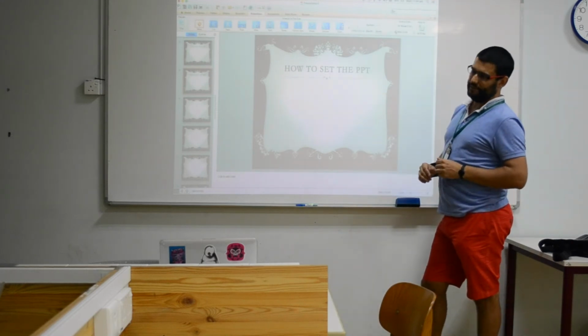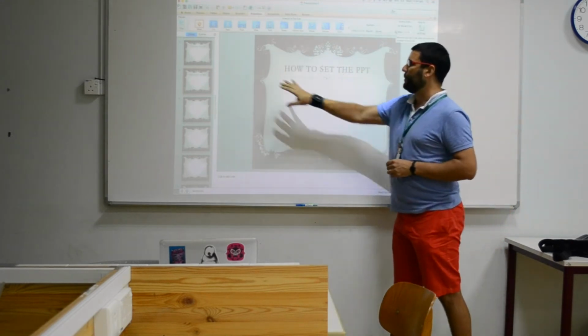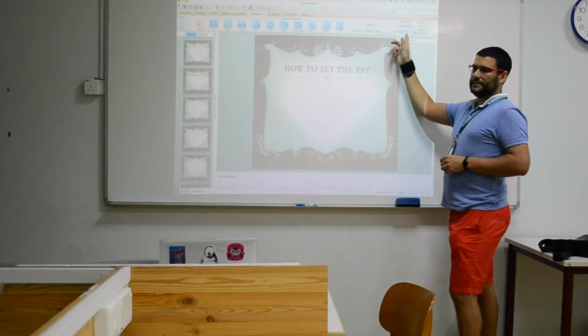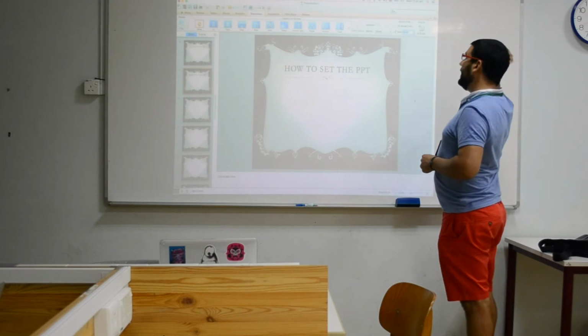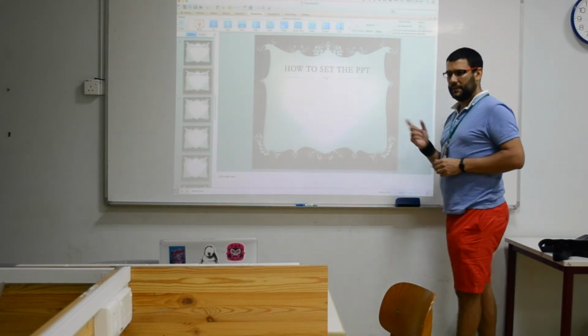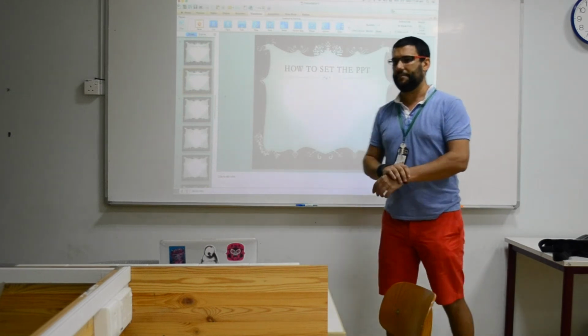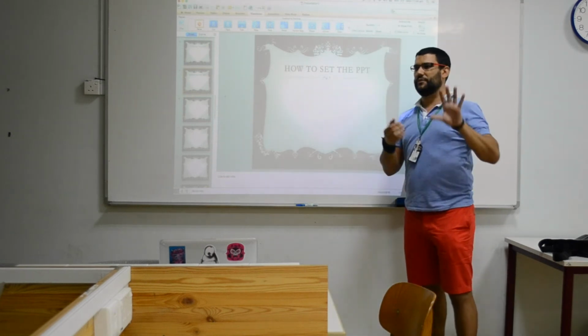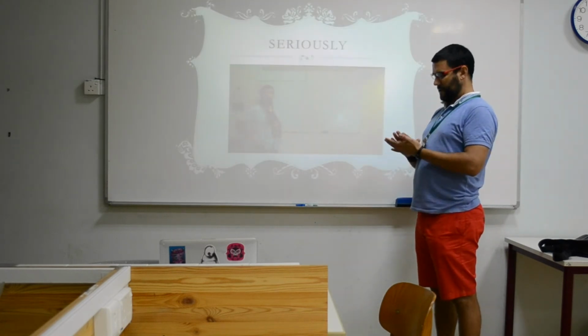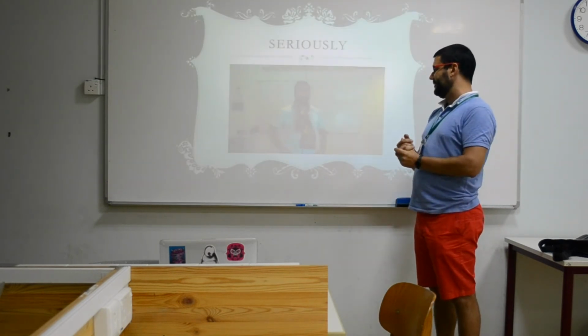This is how to set your presentation. You have the PowerPoint, you have to go to transitions, set the time, it's 20 seconds, and apply to other slides. Thank you, Danny. Okay, so it's very easy to set the time. Don't worry because I will send you the presentation so you can see it at home. Okay, so now take it seriously.